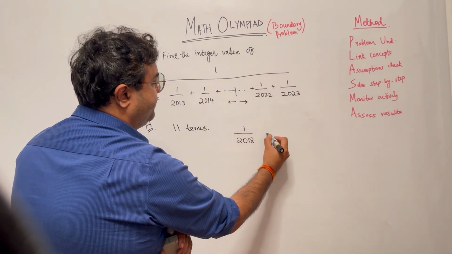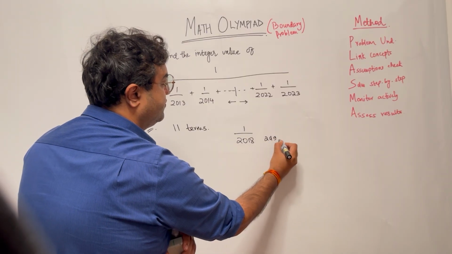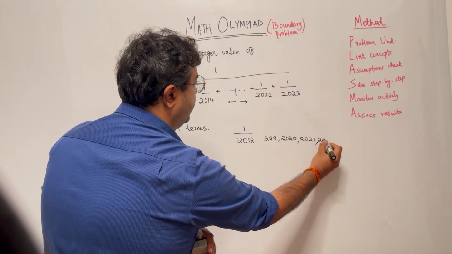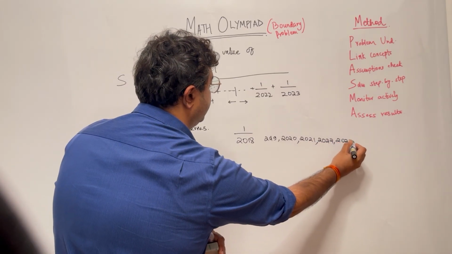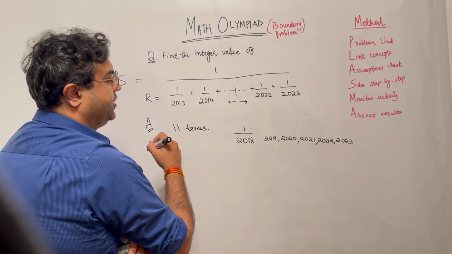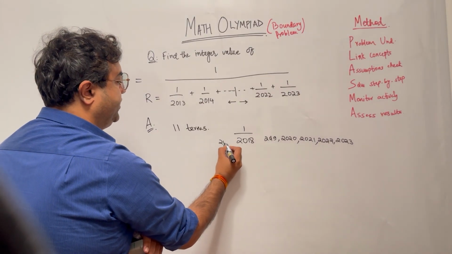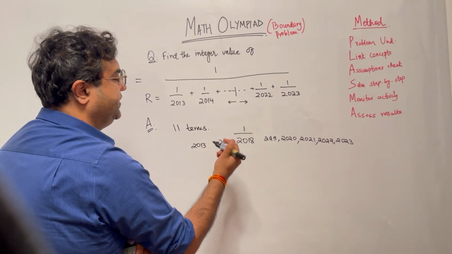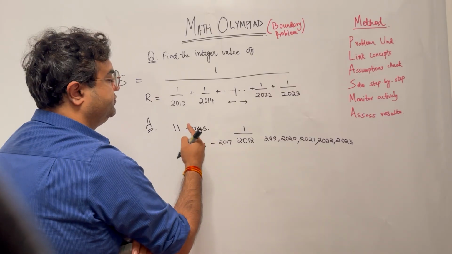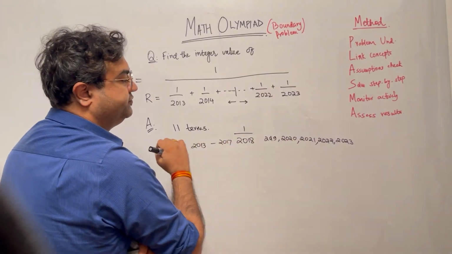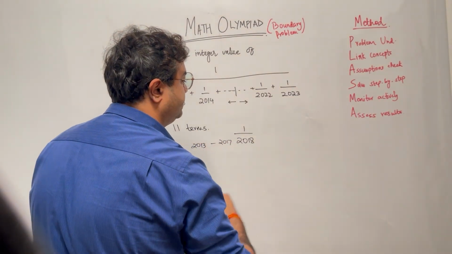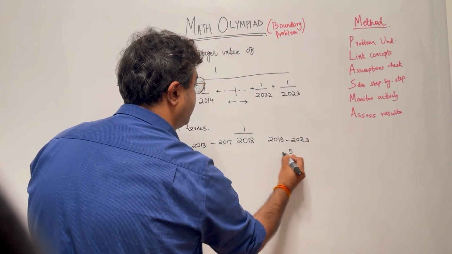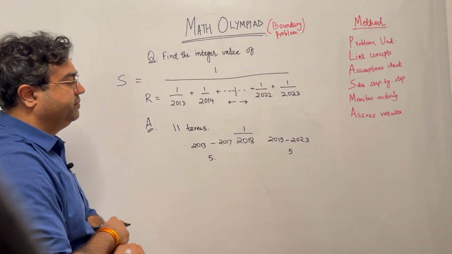Then we have 2019, 2020, 2021, 2022, 2023. Okay. Then on the left of it, we have 2013, 14, 15, 16, 17. So 5 here and 5 here. Okay.